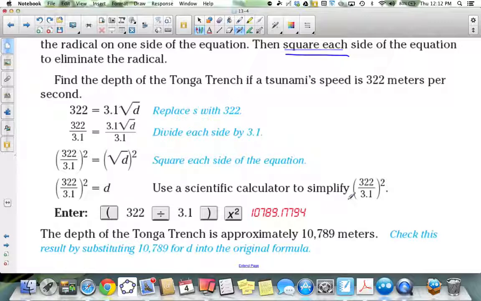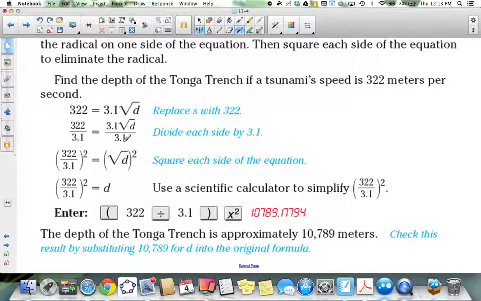Find the depth of the Tonga Trench if the tsunami speed is 322 meters per second. So we know that the speed right away is 322. That's a given. So we represent S equals 322. S equals 3.1 radical D. Replace S with 322. And we divide both sides by 3.1 to isolate the radical. After dividing both sides by 3.1, we end up with 322 divided by 3.1.